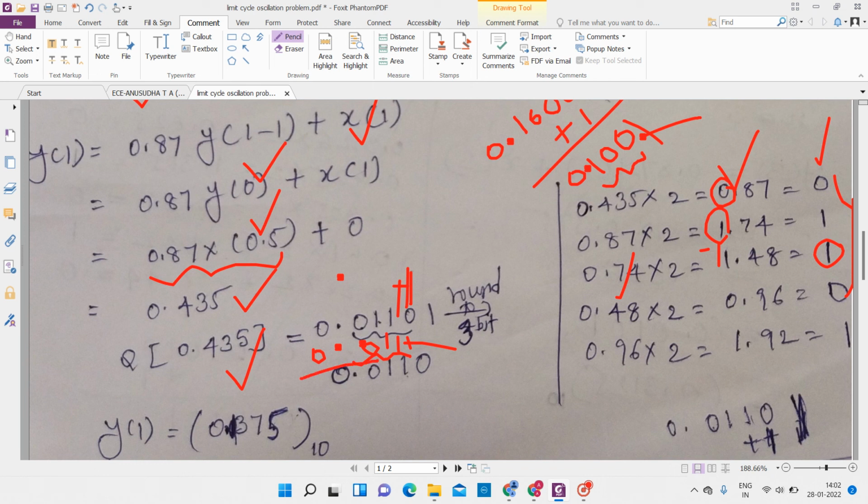So this is our binary number. If you are finding the decimal number, the first bit is 2 to the power of minus 1, the second bit is 2 to the power of minus 2, the third bit is 2 to the power of minus 3.